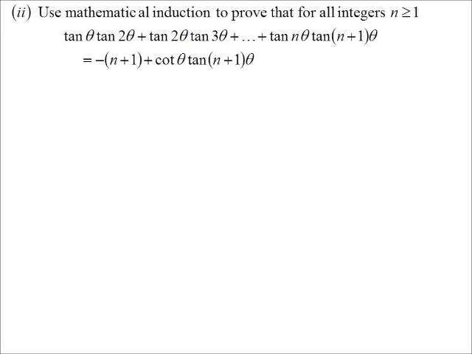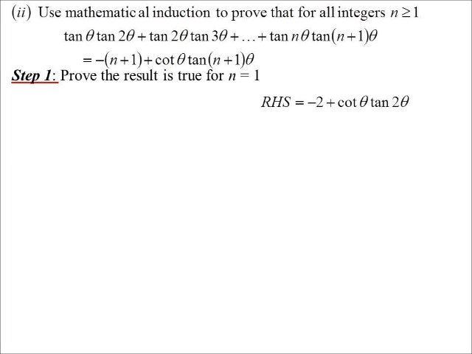So here's part 2 of the question, and we have to prove that tan theta tan 2 theta plus tan 2 theta tan 3 theta, and so on, and that's the tan part that we saw. So tan n theta tan n plus 1 theta is equal to minus n plus 1 plus cot theta tan n plus 1 theta. All right, well, the first step, let's prove it true for n equals 1. So the left-hand side, oh, actually I started with the right-hand side this time. So the right-hand side, if I sub in 1 for n, I get negative 2 plus cot theta tan 2 theta. On the left-hand side, we know it's tan theta tan 2 theta.